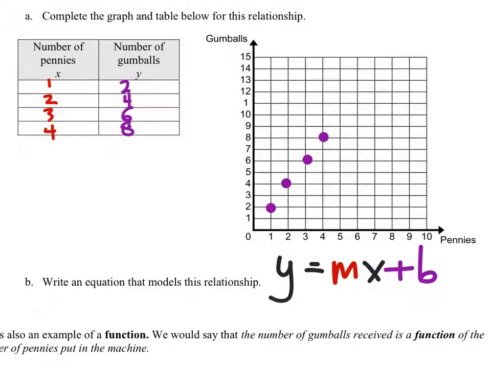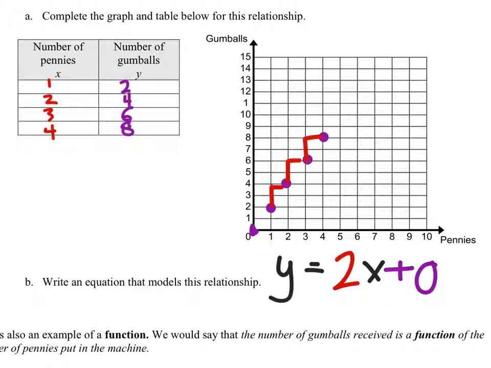Does anyone know what the slope is? The slope is 2, because we went up 2 to the right 1, and we went up 2 to the right 1 again. Constant rate of change: up 2, right 1. And the y-intercept is 0. If he has 0 pennies, you should get 0 gumballs. Anything else would be, well, stealing, which is bad.